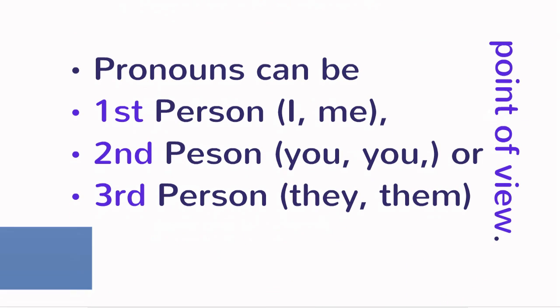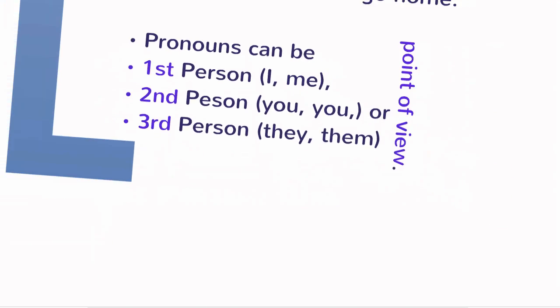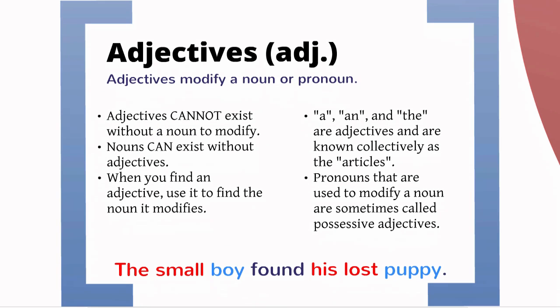Finally, with pronouns, the major thing you also need to remember is that they can be in the first, second, or third person point of view. In first person, for example, I and me are first person pronouns. Second person, it's just you across the board. It's always going to be you in second person. And in third person, they, them. Those would be examples. So the final part of speech I'd like to summarize: adjectives.